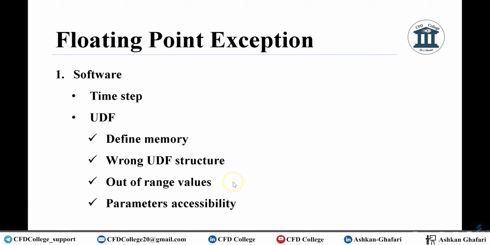For example, you are defining a ratio, and then in the denominator, you have some variable and it's zero in some cells, and that leads to floating point exception. So you have to add an epsilon to the denominator. It's just an example. Or you are defining the velocity and you make a mistake.